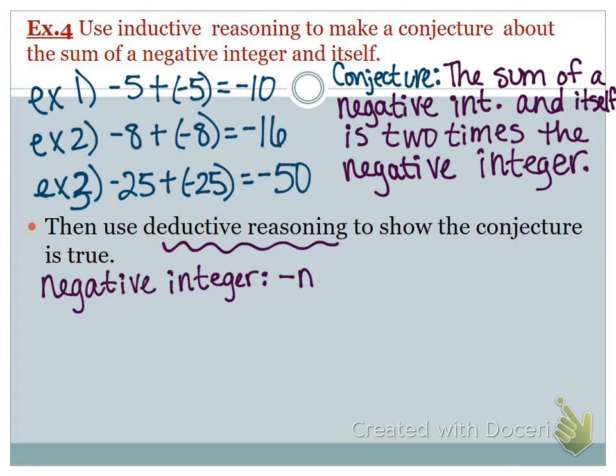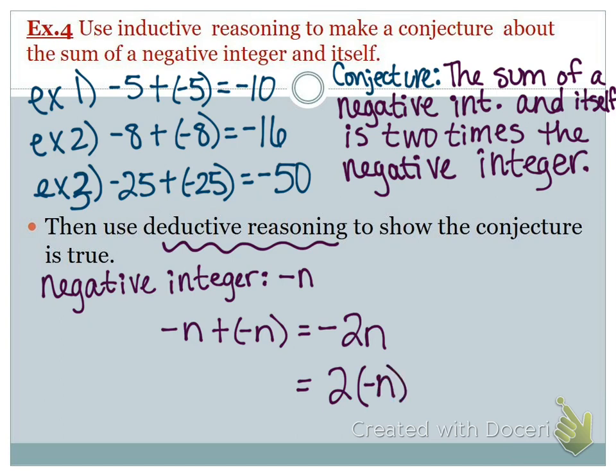So if we are taking the sum of that negative integer with itself, n plus negative n. Well, we can simplify that because we took Algebra 1 and we learned how to combine like terms. So we would say that this is just negative 2n. Or if you really wanted to rewrite it even more explicitly, you could write it as 2 times negative n. Okay, either one of these really is fine.